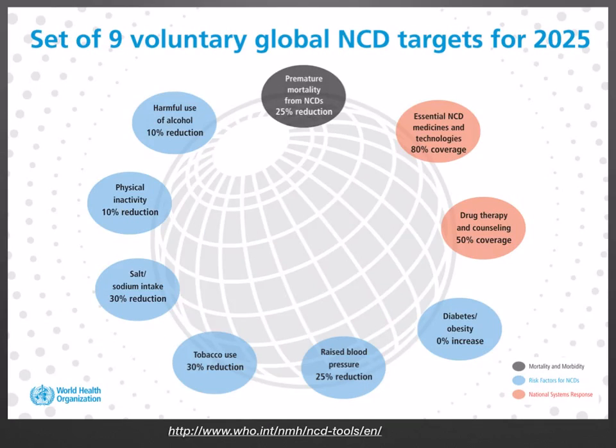This slide is the World Health Organization's set of global targets to combat NCDs to achieve by the year 2025. So target number 1, we aim to have a 25% reduction in the risk of premature mortality from all of these NCDs. And we hope to achieve a 10% reduction in the harmful use of alcohol, a 10% reduction in physical inactivity, so increasing more physical exercise, and a 30% reduction in the intake of sodium and salt in the diet. Target number 5 is a 30% reduction in tobacco use, especially in persons 15 years and up.